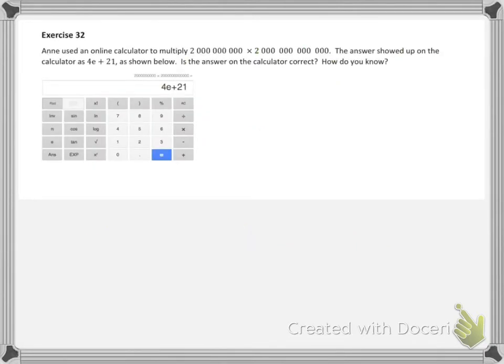Okay, and then the last one we're looking at, and use an online calculator to multiply 2 million times 2 billion. The answer showed up on the calculator as 4e plus 21. Is that correct? Well, the 4e plus 21 is the calculator's way of showing scientific notation. So that's what that really means is 4 times 10 to the 21st power.